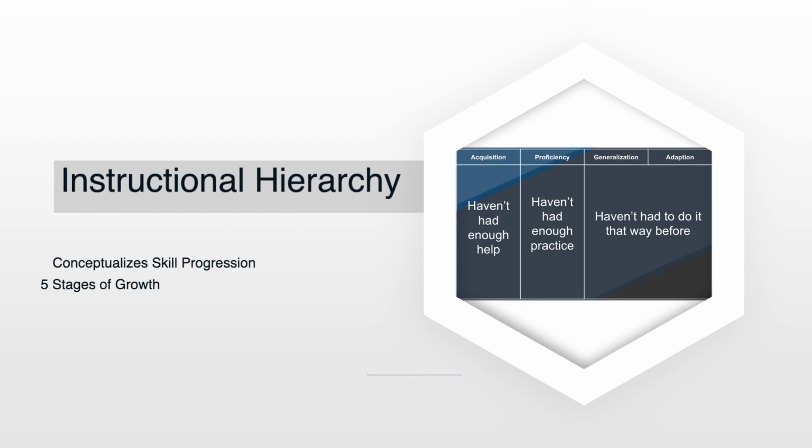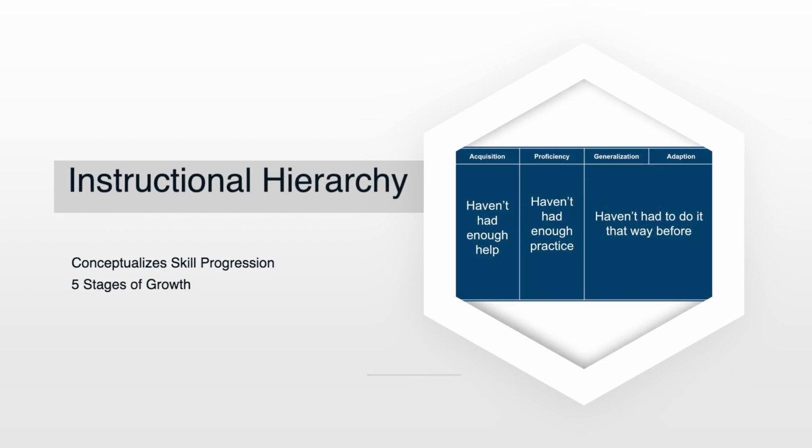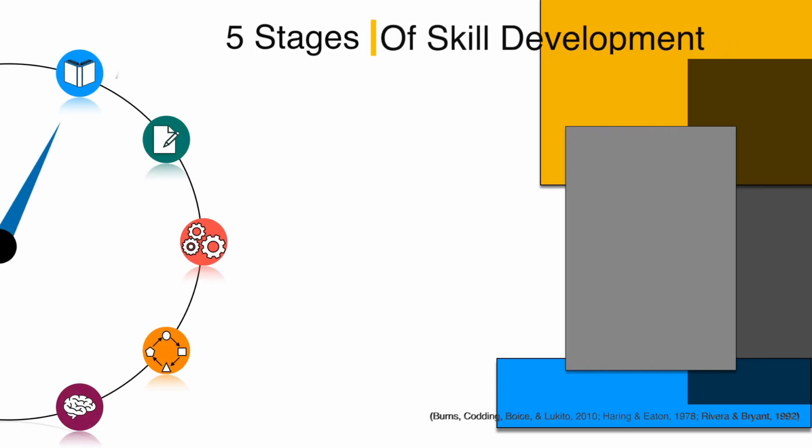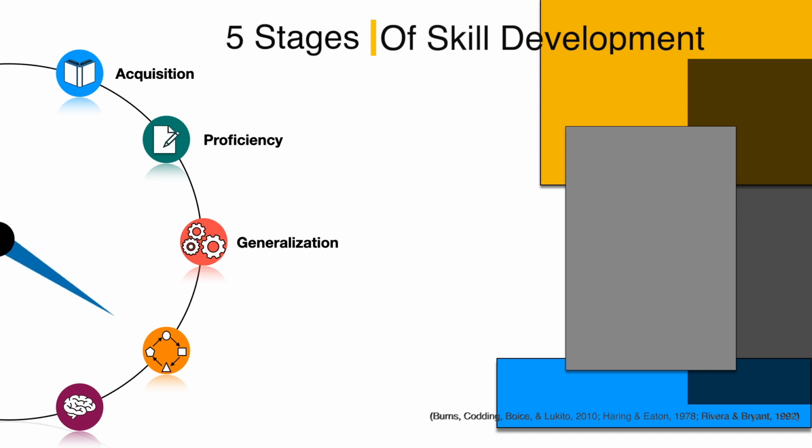We need to use measures with strong predictive validity to catch all students who are potentially at risk. The instructional hierarchy conceptualizes skill progression. Through appropriate screening measures, we can identify prerequisite skills that are missing and identify the skill development stage for given students. The instructional hierarchy identifies 5 stages of skill development: acquisition, proficiency, generalization, adaptation, and maintenance.